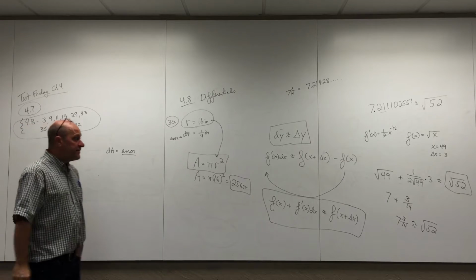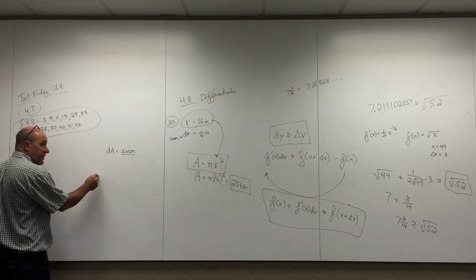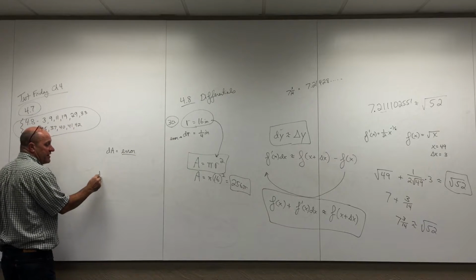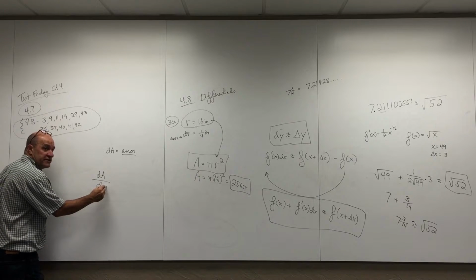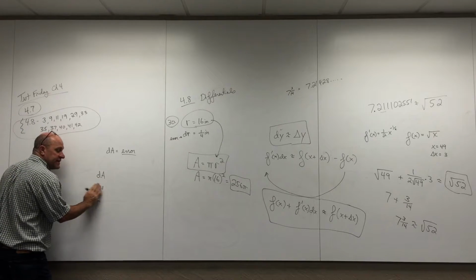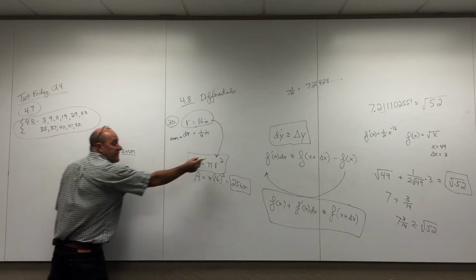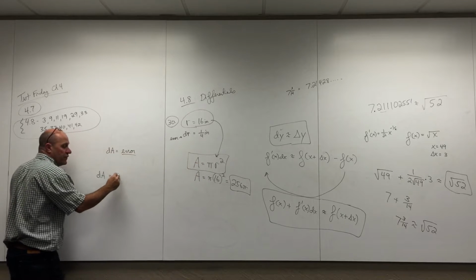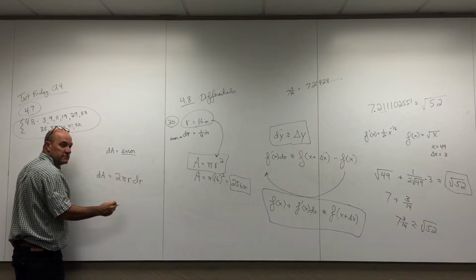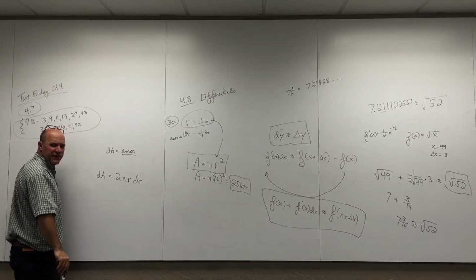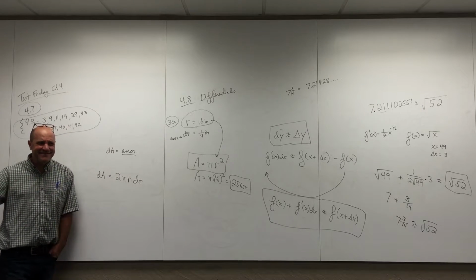Take the derivative. The derivative of A is a new thing. I'm calling it dA. I guess I could call it the derivative with respect to r, but I'm not going to say that. I'm going to say the derivative of A is dA. The derivative of the other side is 2 pi r dr. This is kind of this new way of doing a derivative with differentials. Are you guys all right? Sort of?